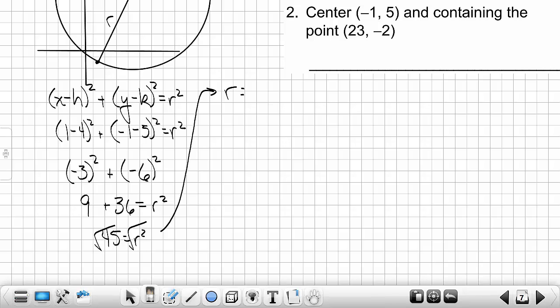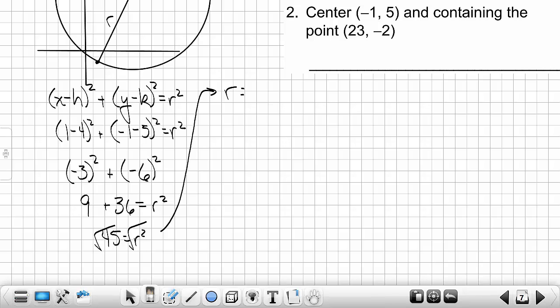Logically, I move from a square to a square root. Whenever I move from an even to the even root, I put a plus or minus in front, but that's only when I'm working with pure math. How come I'm not going to put plus or minus in front of this one, Sydney? Because I can't have a negative radius. So it doesn't make any sense.